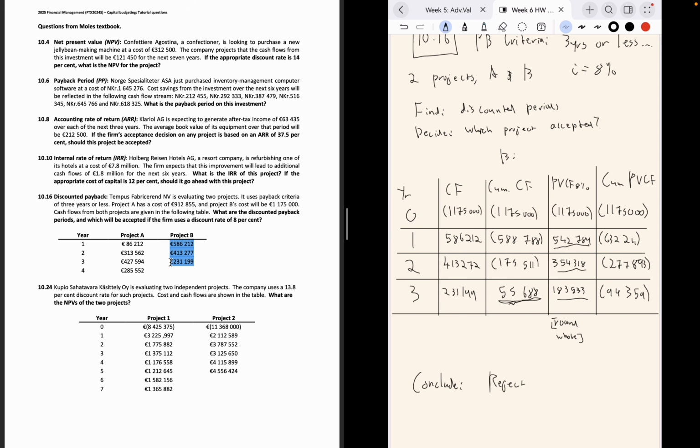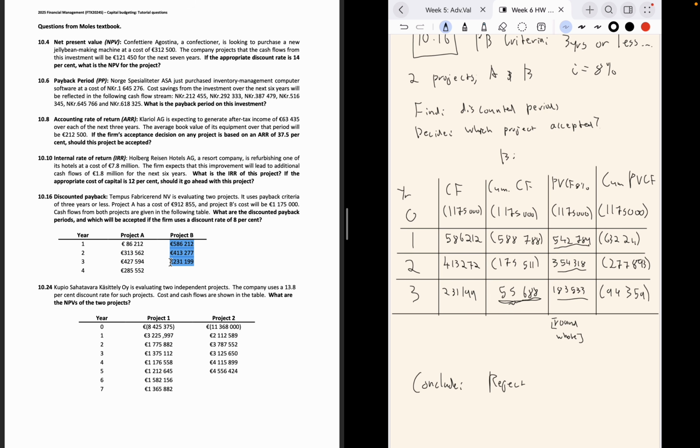And then the cumulative present value cash flow. So year 0, it's just that value, 1,175,000. In year 1, it is 632,211. And this is because we take the present value cash flow of 542,789. We add it to 1,175,000.